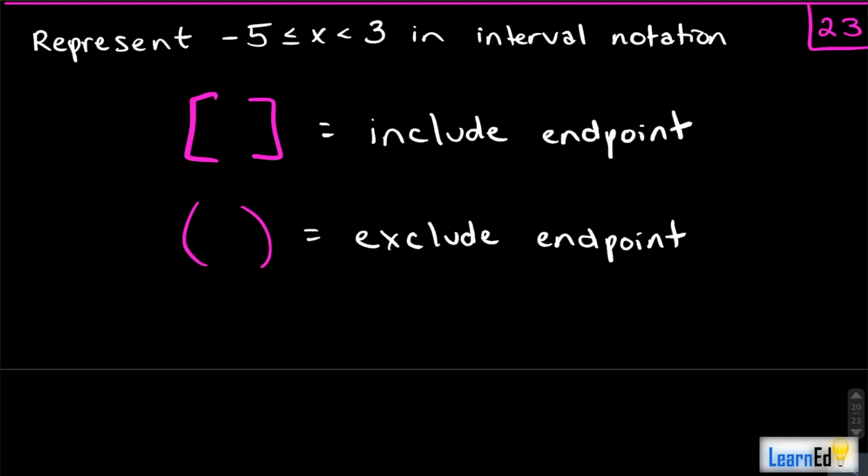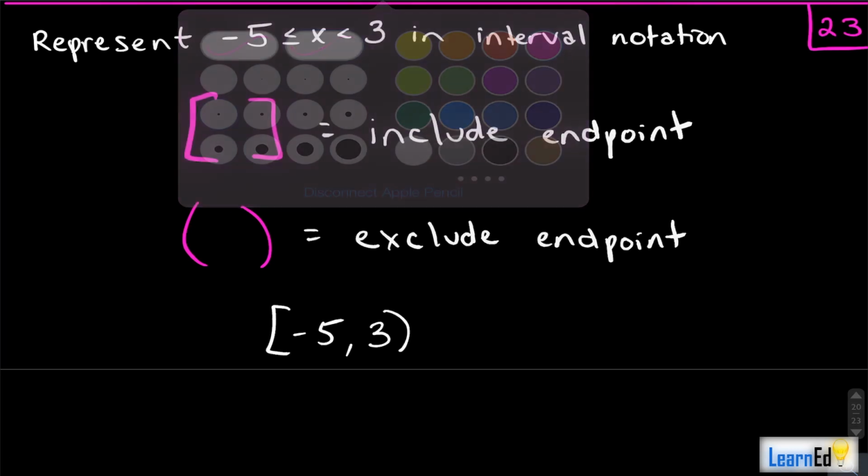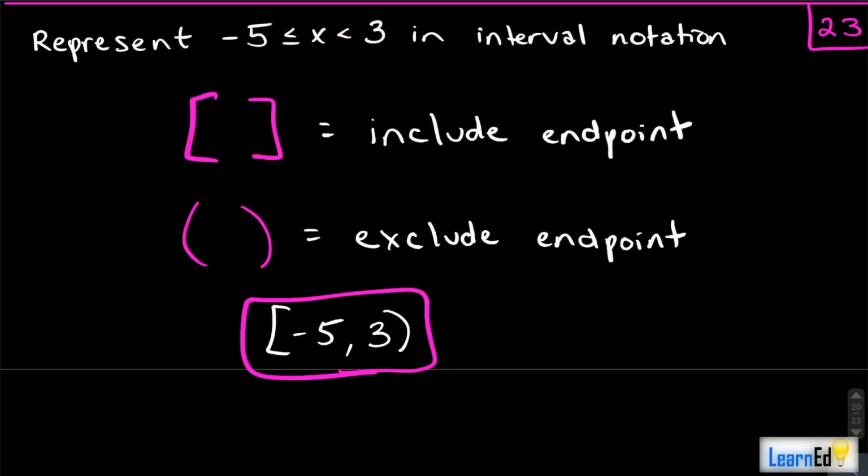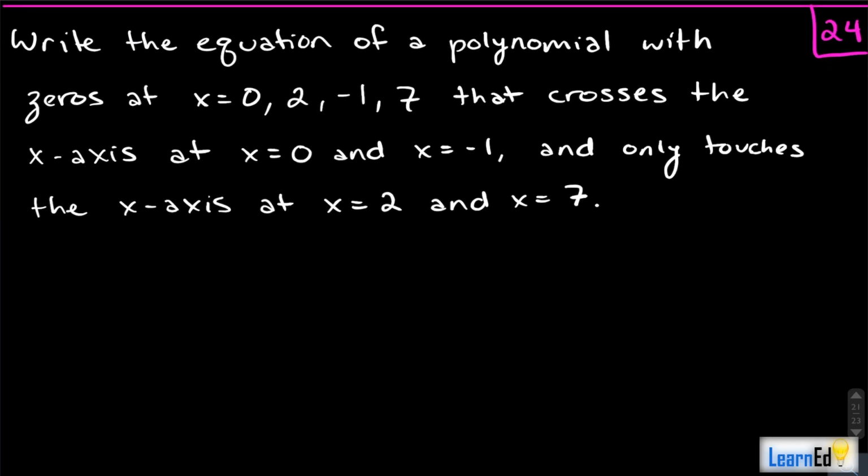So moving on, we have -5 being included here, and we know that because x can equal -5, right? Because there's that bar under the inequality symbol, right? The less than symbol. So there's no bar here, so x cannot be equal to 3. It can only be less than 3. So we write this as -5. Actually, I'll write this in white. Write this as -5, 3. Okay? There you go. Moving on to problem 24.